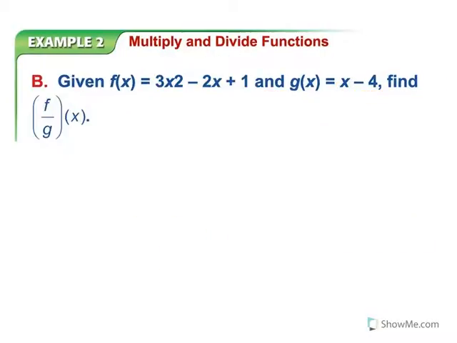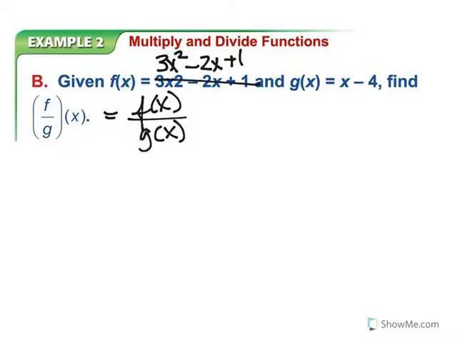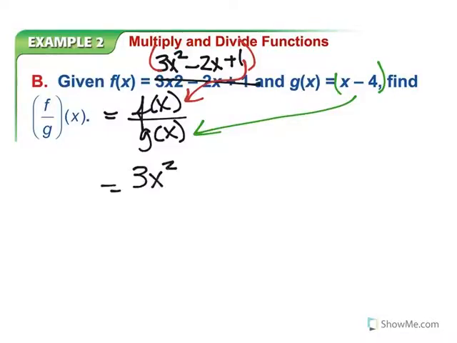That's our answer. Example 2b, given that f of x is 3x squared minus 2x plus 1, and g of x is x minus 4, we're going to find f divided by g of x. And according to our rules, this means the exact same thing as f of x divided by g of x. So, now we're going to plug and check. 3x squared minus 2x plus 1 is going to go on top, and we're going to have x minus 4 go on bottom. So we have 3x squared minus 2x plus 1 divided by x minus 4.